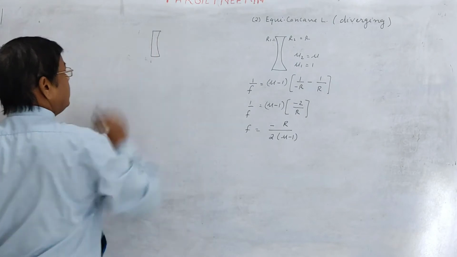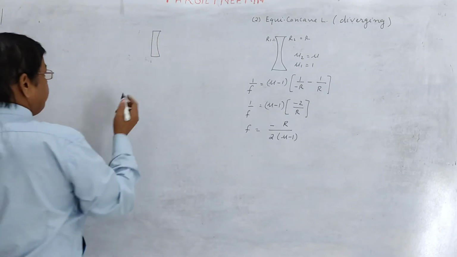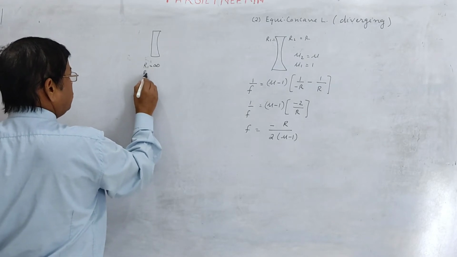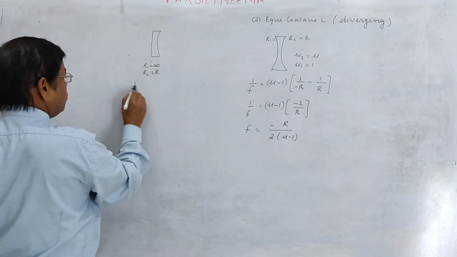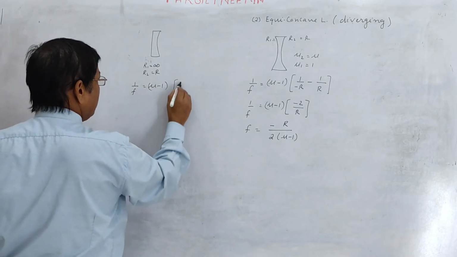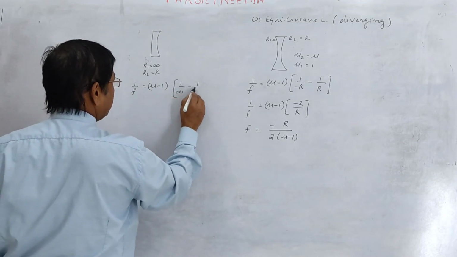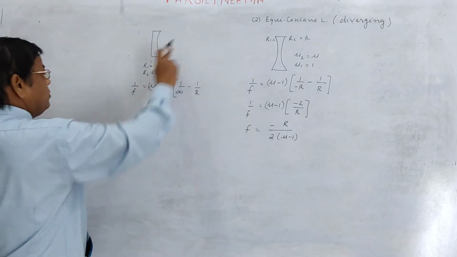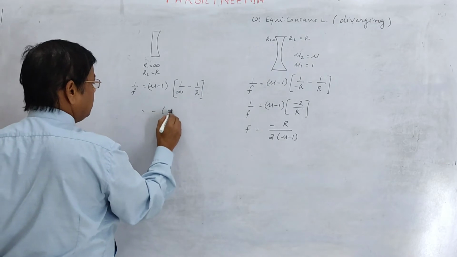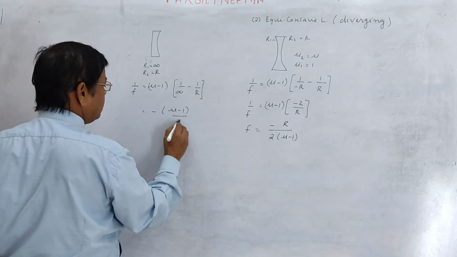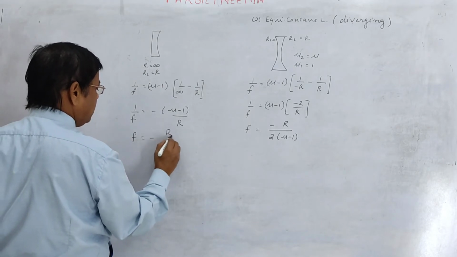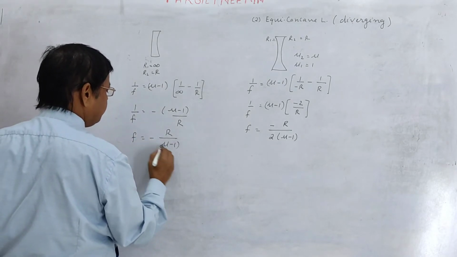Plano-concave lens, you may draw it like this. R1 is infinity and R2 is R. So 1 upon f is mu minus 1 into 1 upon infinity minus 1 upon R, because R2 is positive. So it is minus mu minus 1 upon R. So f is minus R upon mu minus 1.